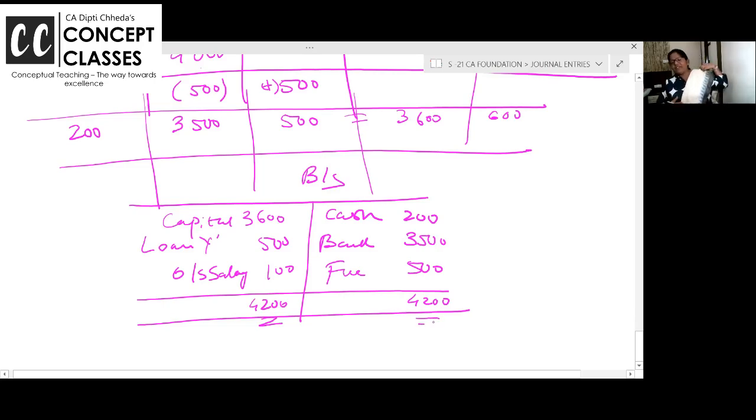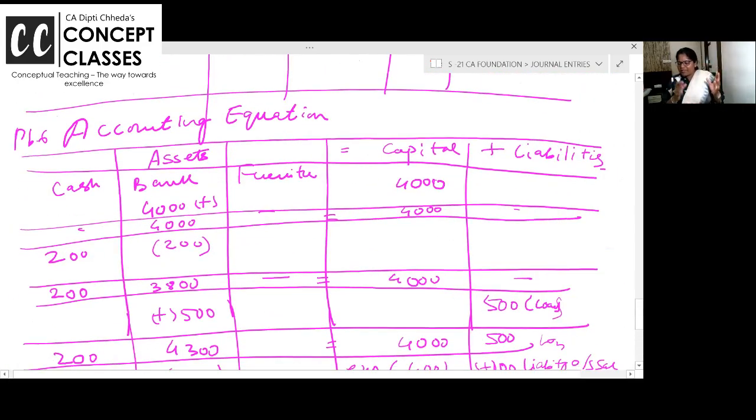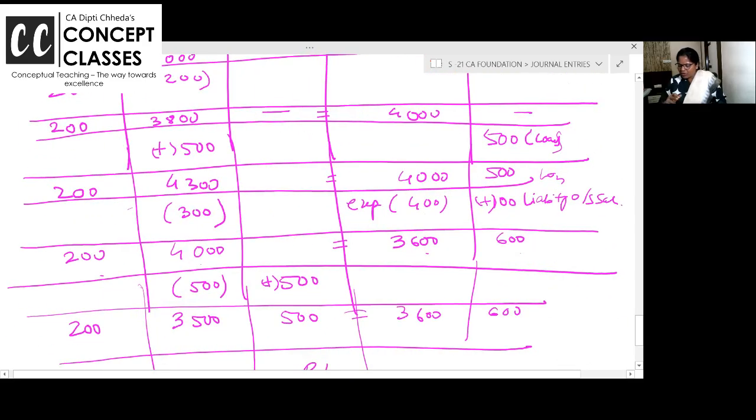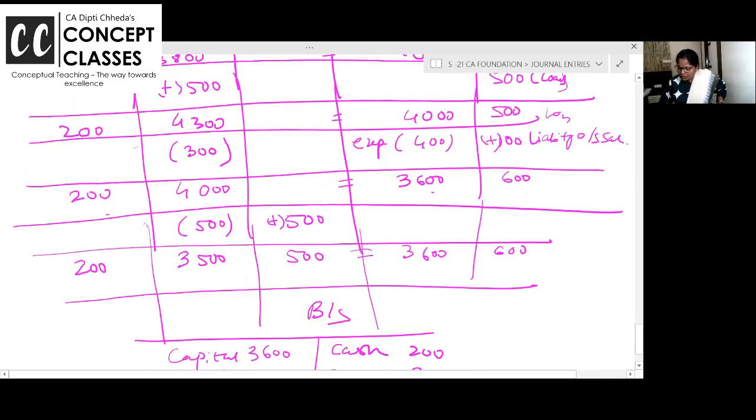So what have you learned in the accounting equation? Anytime your assets is equal to your capital and liabilities. Sometimes plus, and what we are doing plus minus is we are passing journal entry with double entry concept. Double entry concept.